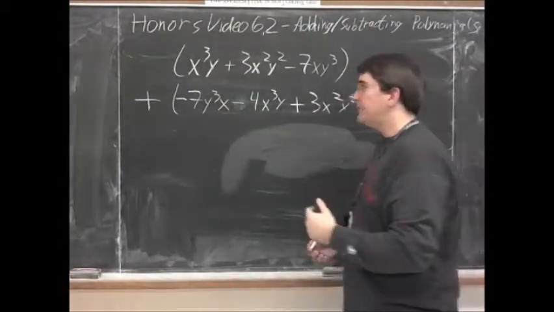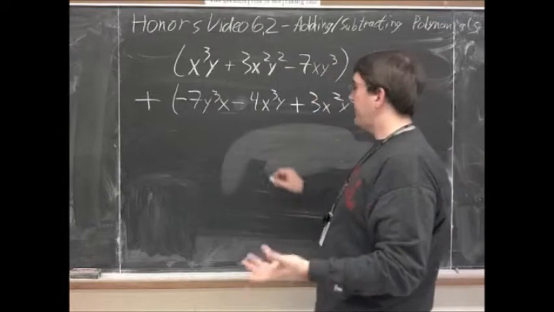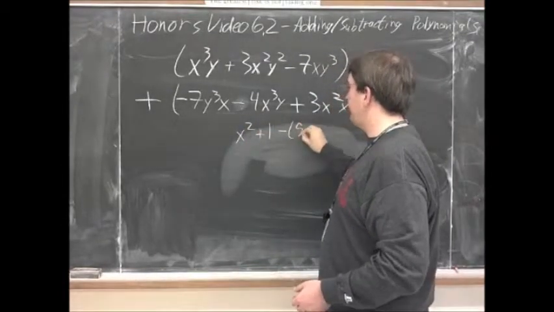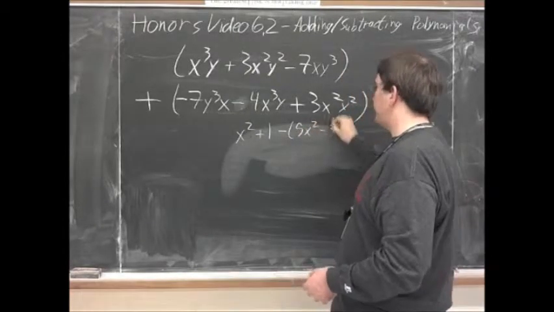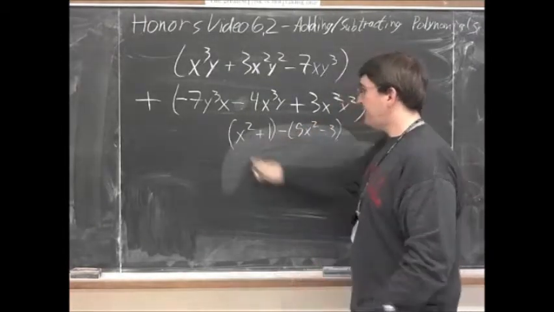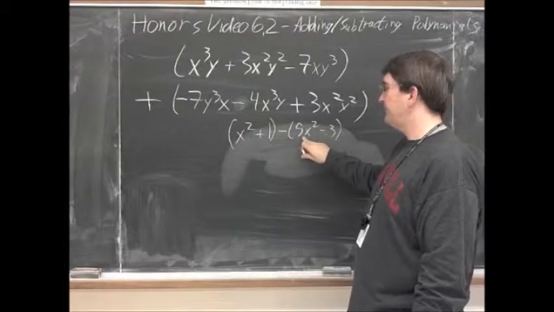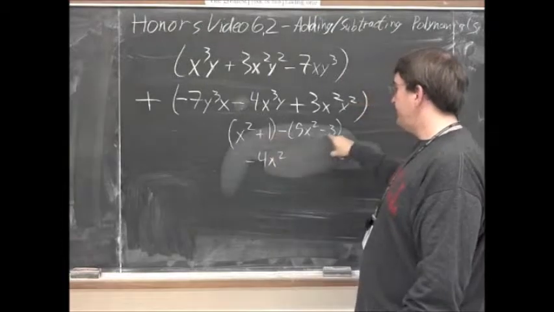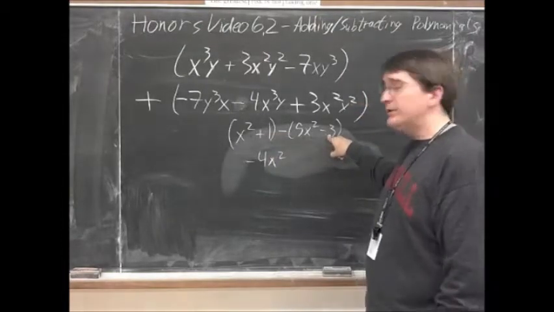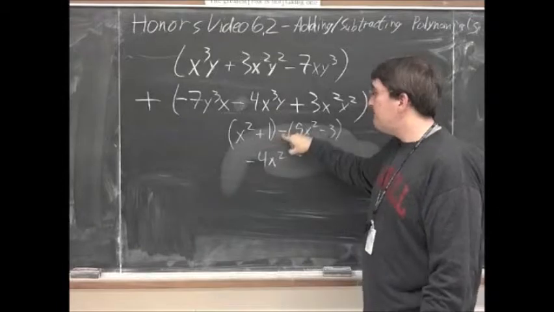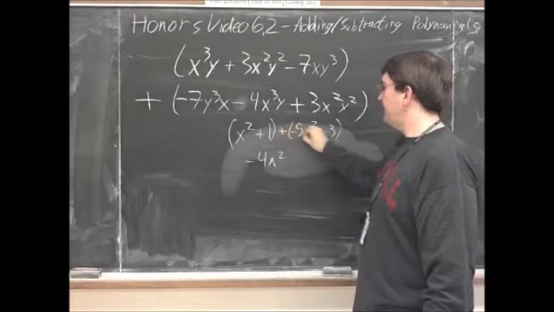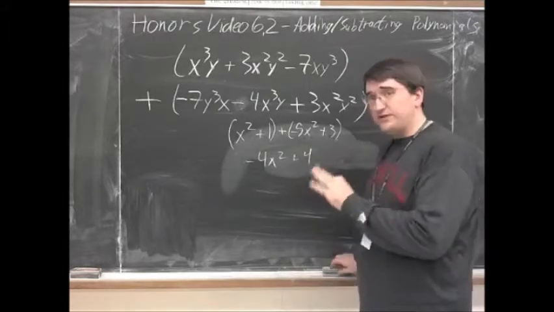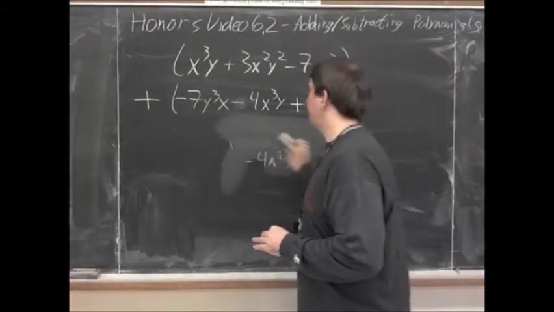Because I can't tell you how many times I'll see somebody take something like x squared plus 1 minus 5x squared minus 3, for example, and they'll do x squared minus 5x squared, so they'll get negative 4x squared, but then they'll do 1 minus 3 and get negative 2. But that's wrong, because it's 1 minus negative 3. If you change that to a plus, you'll know that that's supposed to be plus 4. So change the negative sign. Distribute the negative sign all the way through.